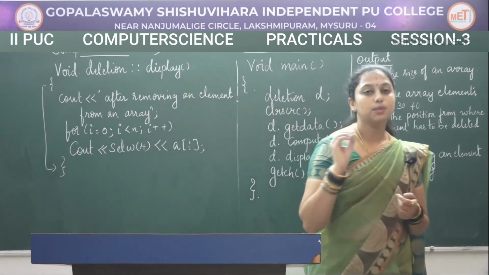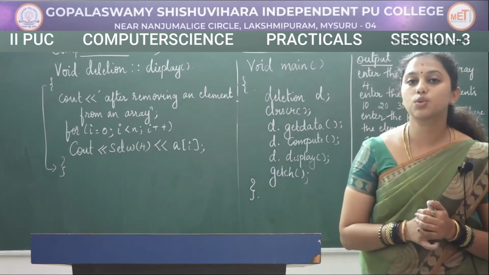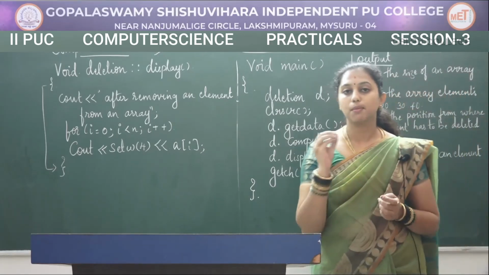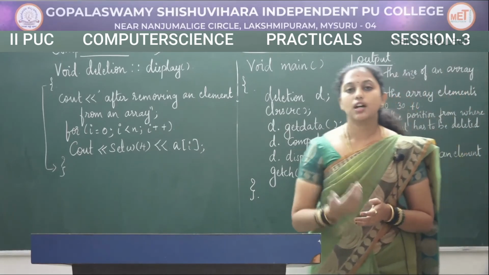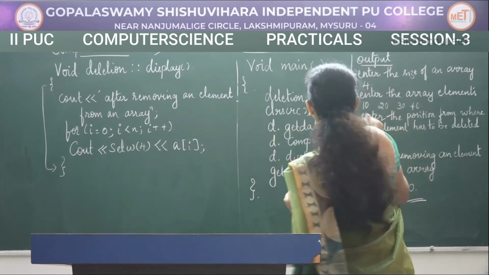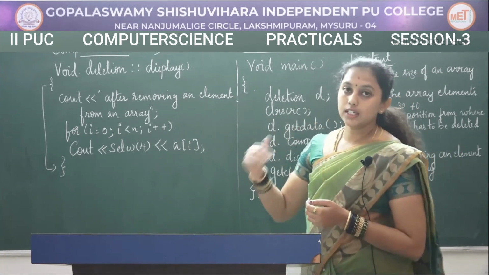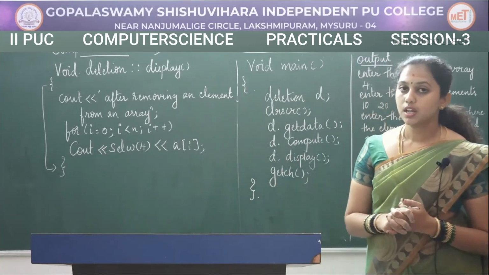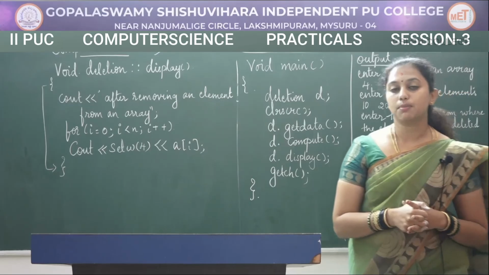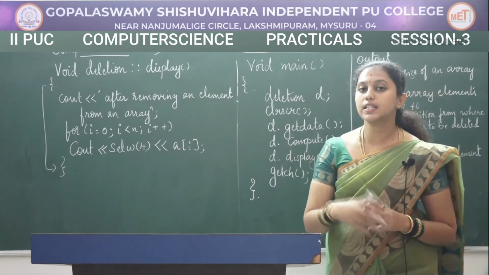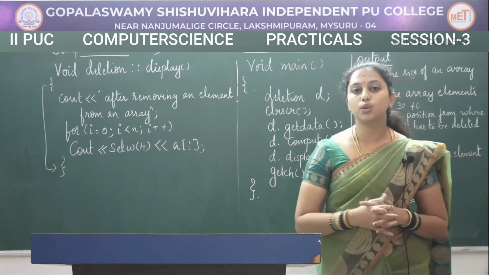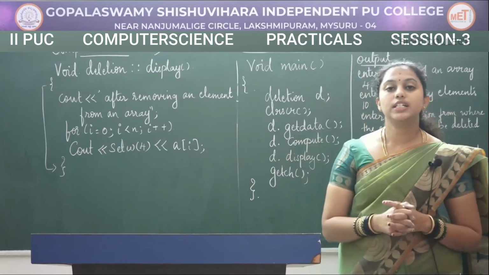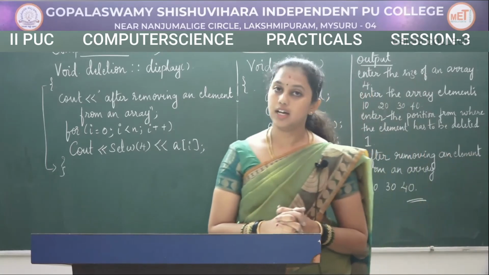We have to get the position from where the element has to be deleted. In the second step, delete an item from the particular position. In the third step, we have to shift all the subsequent elements to their lower order positions. So after deleting an element from an array, the size of the array is decreased, that is, n is equal to n minus 1. So this is how we delete an element from an array.